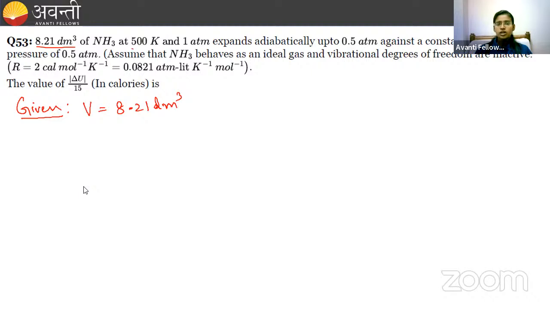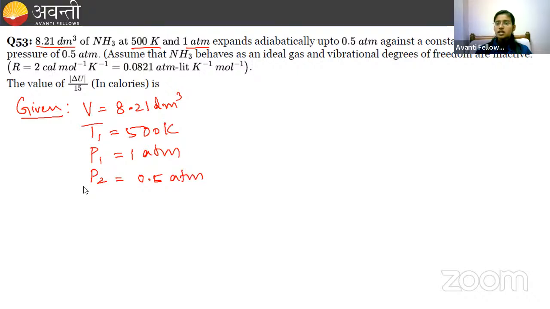And the molecule is NH3, temperature is given. T1, the initial temperature, is 500 Kelvin. And 1 atmospheric pressure, so pressure P1 is equal to 1 atm. It is expanding adiabatically. The process is adiabatic up to 0.5 atm. So the final pressure P2 is 0.5 atm. Okay.